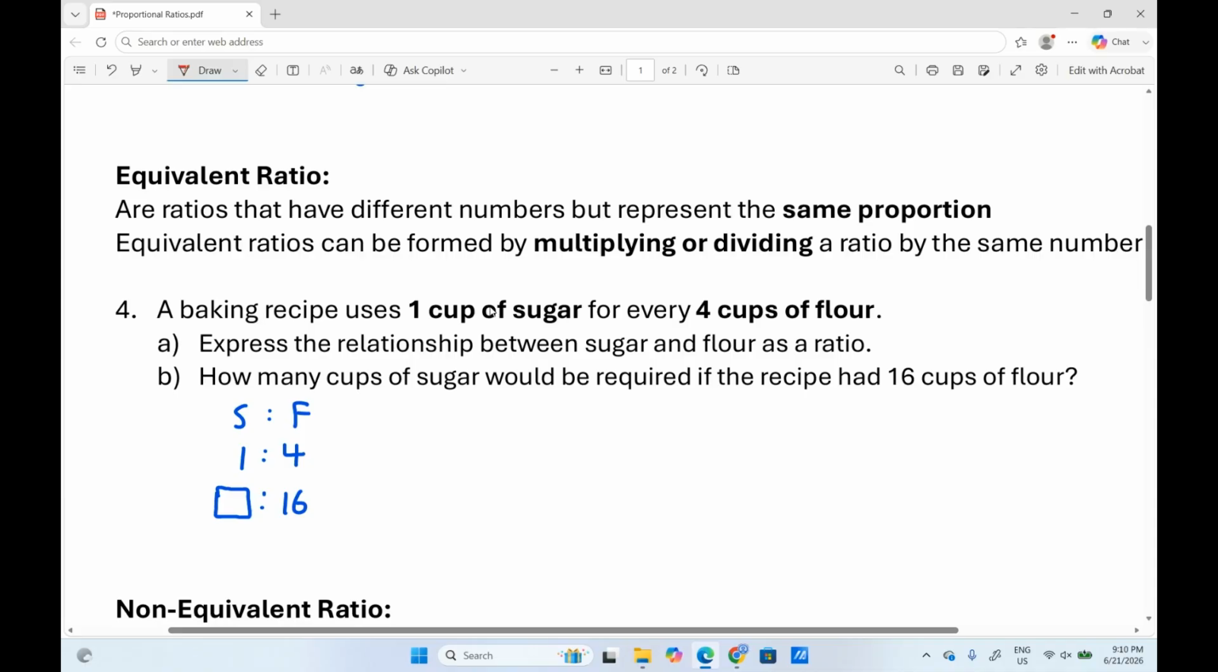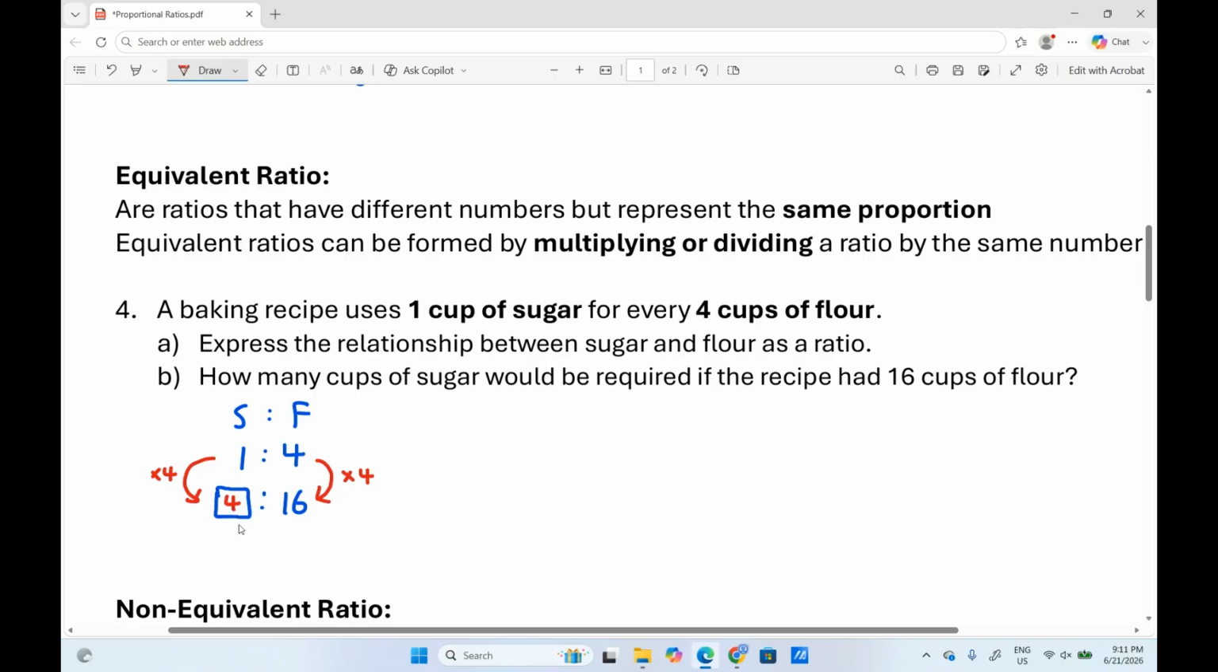If you have 1 cup of sugar for every 4 cups of flour, and you increase the cups of flour, you have to increase the cups of sugar in proportion. So I ask myself, what can I multiply the number 4 by to become 16? The answer is 4, because 4 times 4 is 16. What I do to one side of the ratio, I have to do to the other. So I multiply 1 by 4, and 1 times 4 is 4. If I had 1 cup of sugar, I have 4 cups of flour, and if I have 16 cups of flour, I must now have 4 cups of sugar.